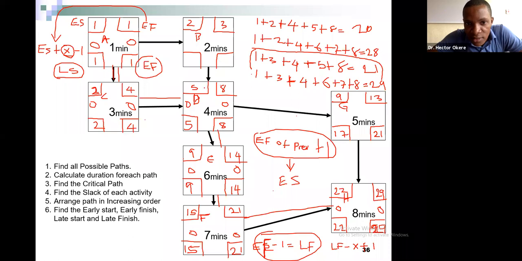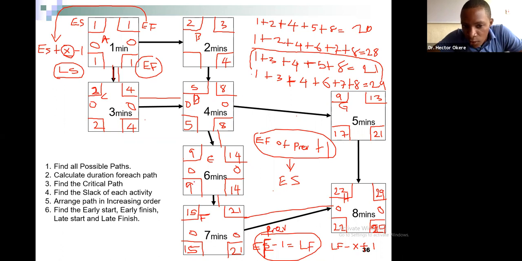All right. So what is your early finish? We need the early finish of the previous value. Early finish of previous. Remember, PREV, previous. So the early finish of the previous, because we are going backward, early finish is 5. Now, 5 minus 1 will be 4.